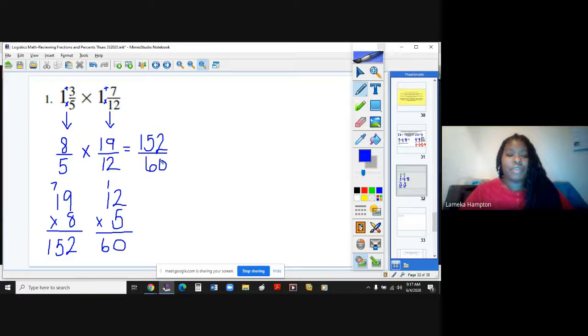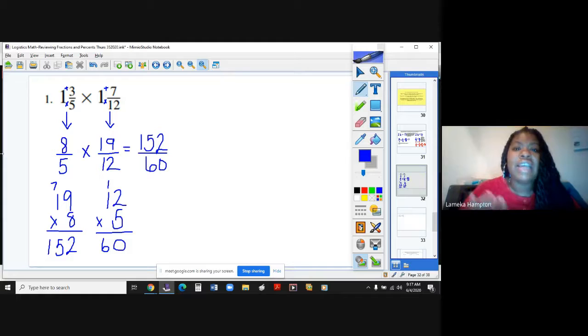Now we have an answer that is an improper fraction. So you can actually do this one of two ways. And I'm going to try my best to show you both ways of how to do this, but you have to pick the way that is comfortable for you.